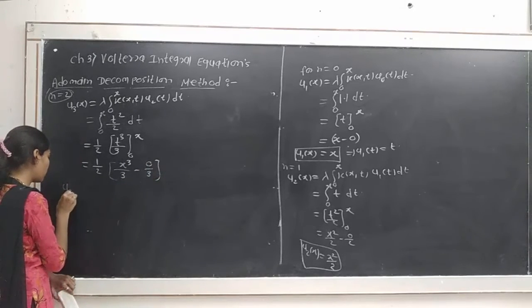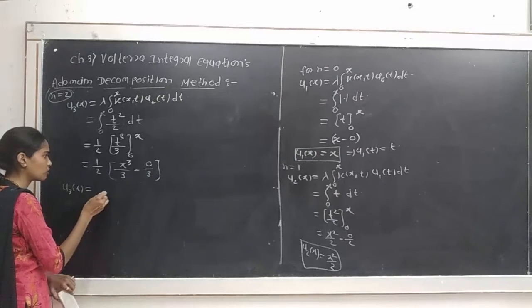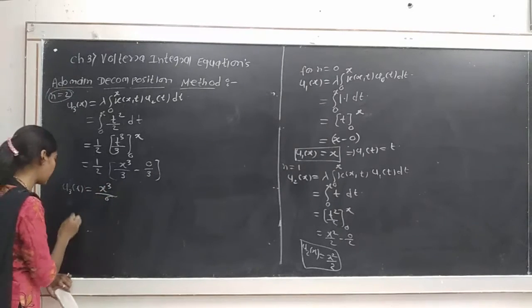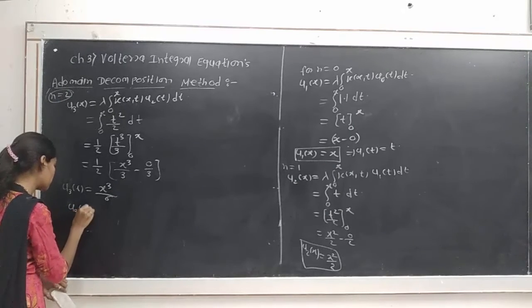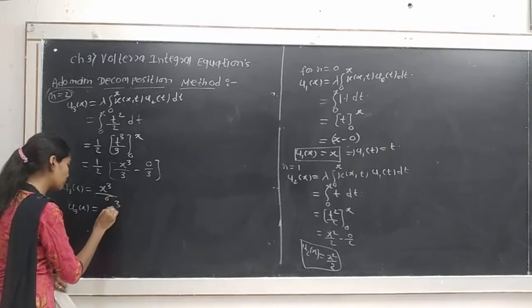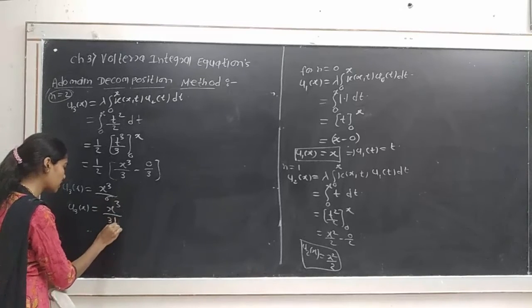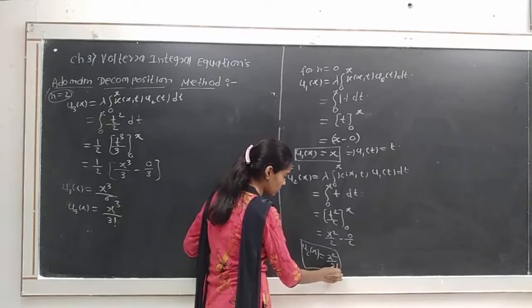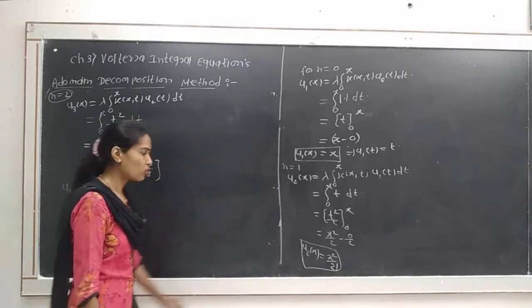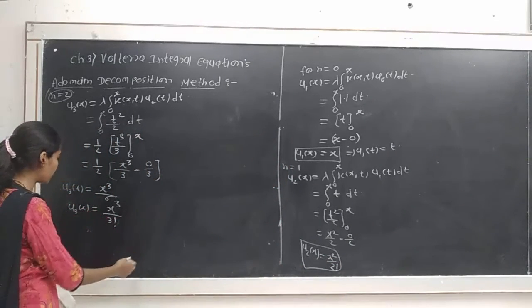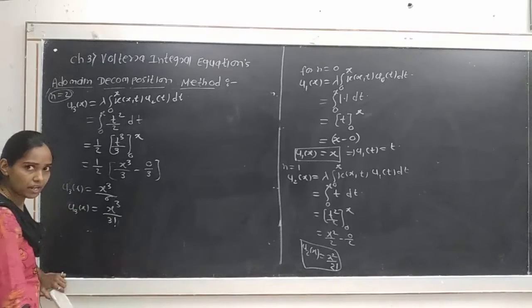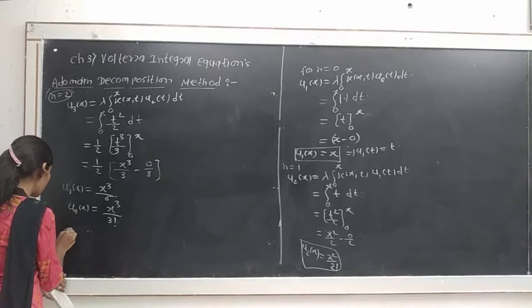That is, we get the value of u3(x) equal to x cube divided by 3 into 2, which is 6. We can write directly. Okay, so u3(x) we can write as x cube divided by 6, that is x cube divided by 3 factorial, and also u2(x) is equal to x square divided by 2 factorial. Continuing in this way, we get u4(x) equal to x raised to 4 divided by 4 factorial, and so on.